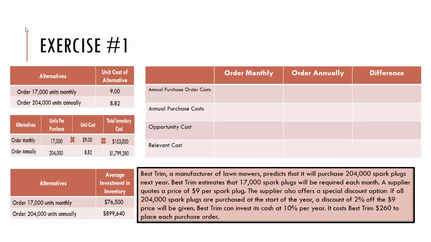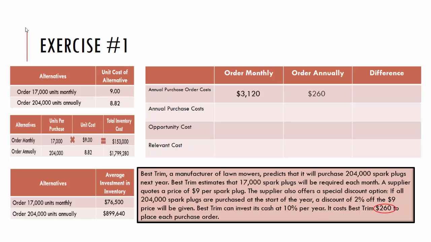And with that, we can figure out all of the relevant costs of purchasing. So let's start with ordering monthly. What will the annual purchase order cost be? Well, we know that it's $260 per purchase order. But if they order monthly, they're going to have to pay this 12 times. They're going to pay it every month for the entire year, which means they're going to spend $3,120 in processing fees for purchase orders during the year.